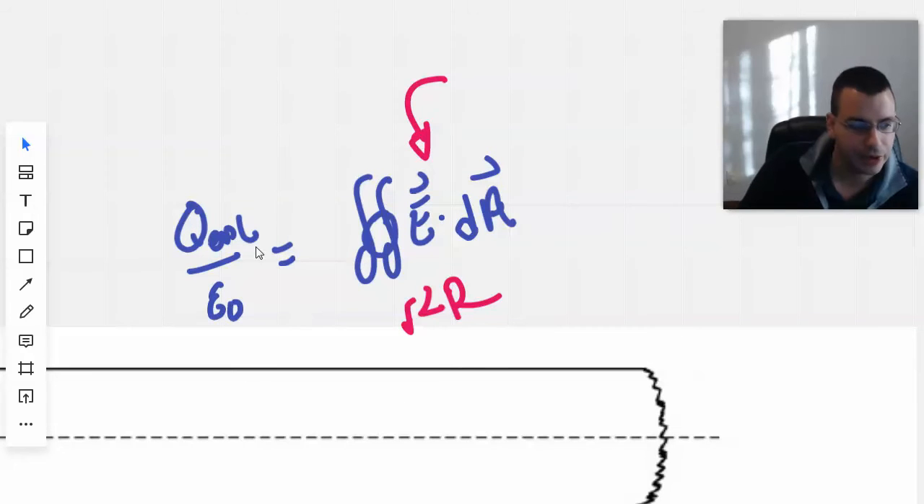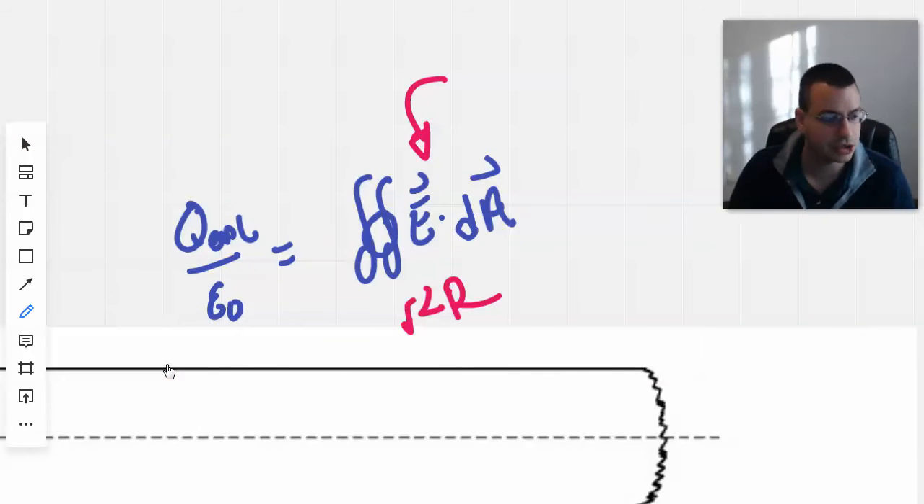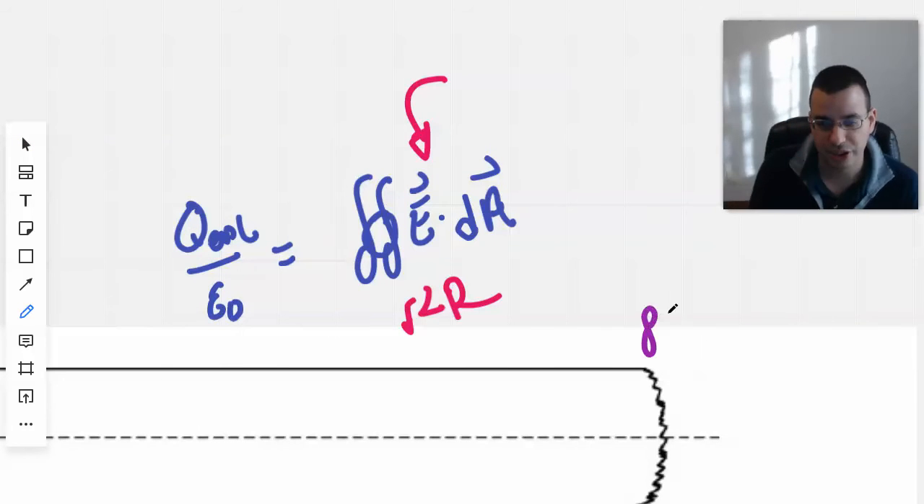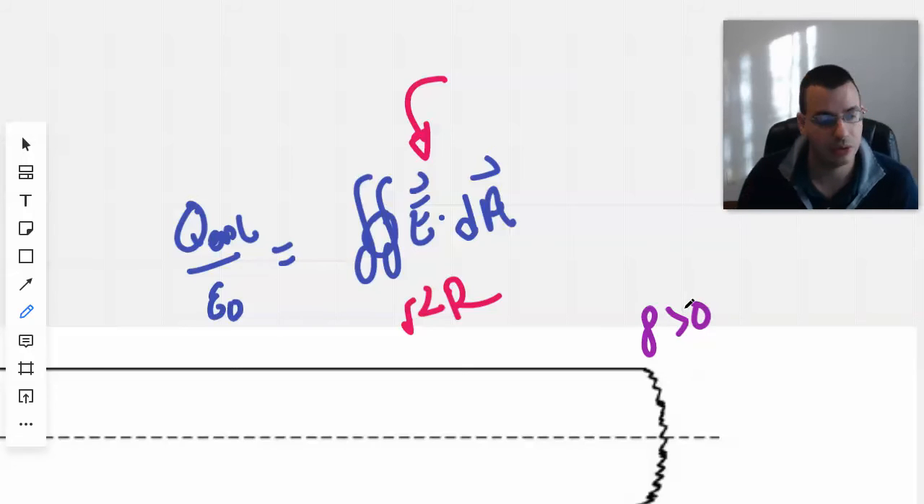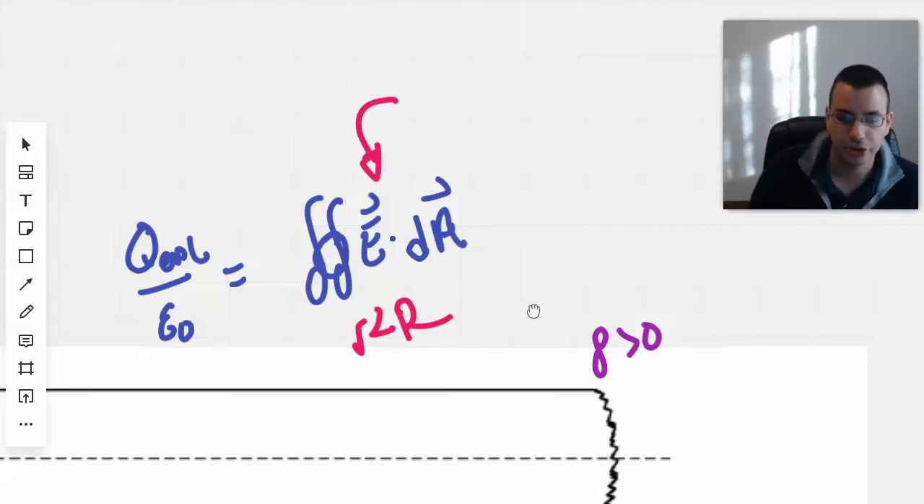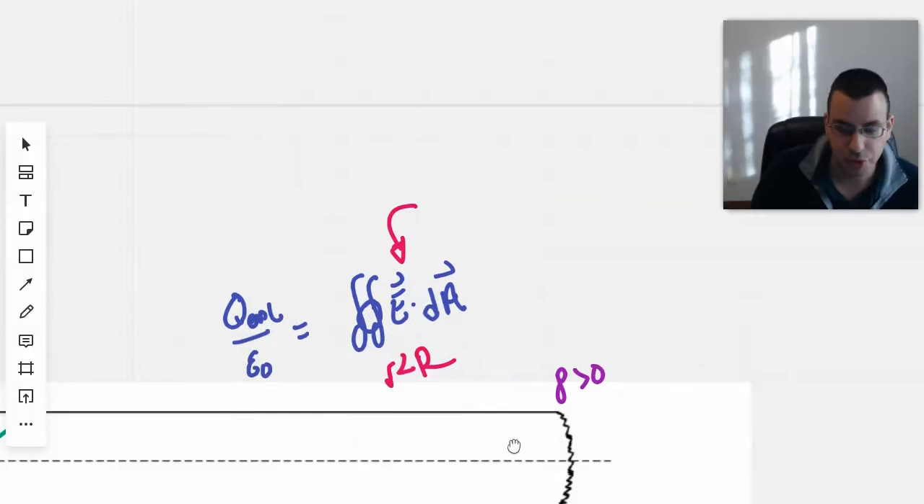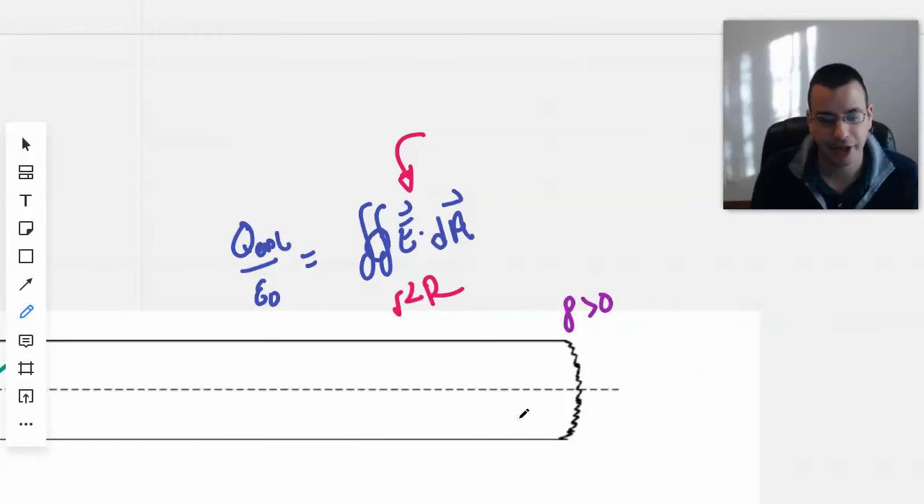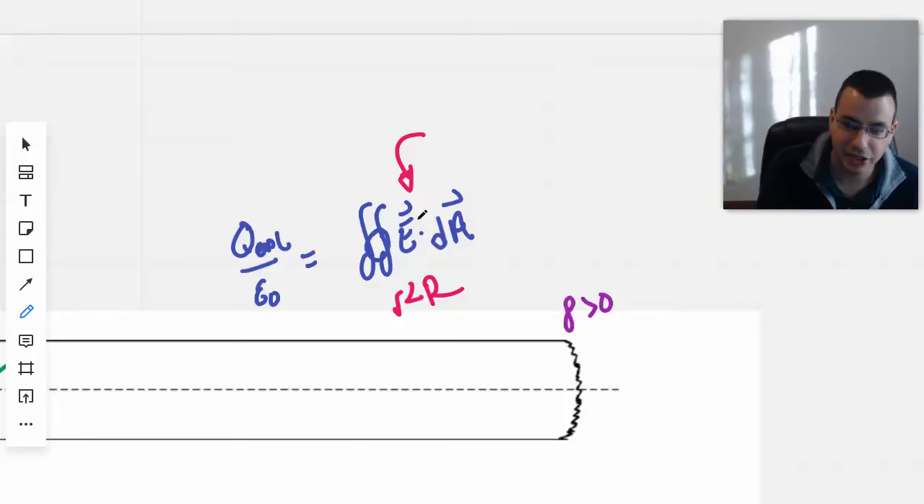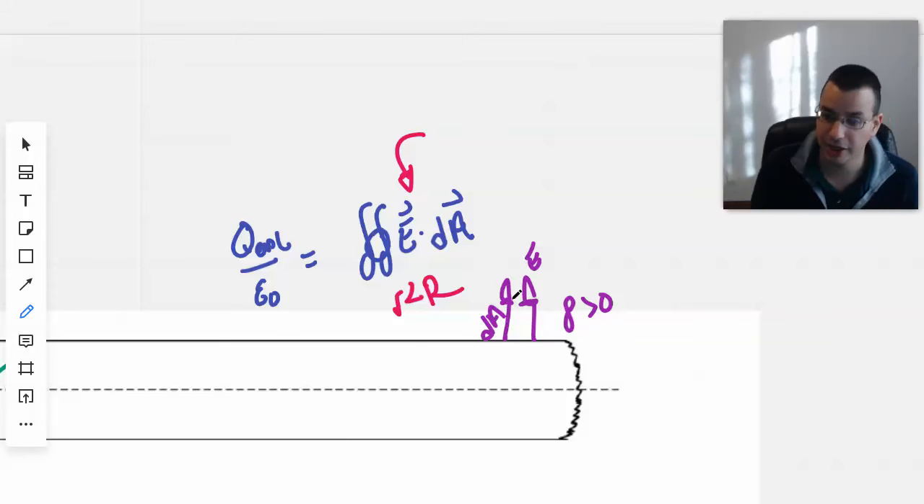So let's see here. We also then need to find Q enclosed. They gave us rho, where they said rho exists, it's uniform, and it's greater than 0. So for Q enclosed, the Gaussian surface we're going to use will be a cylinder, because what we want is the magnitude and the angle between the electric field, which is radially outward, and the area, which is also radially outward because it's a cylinder.